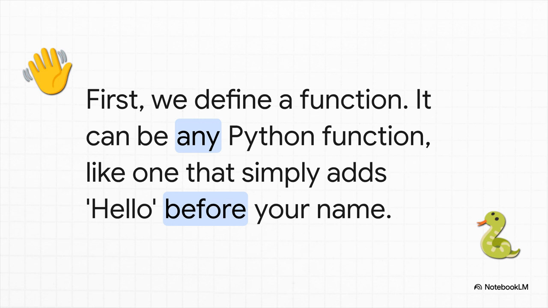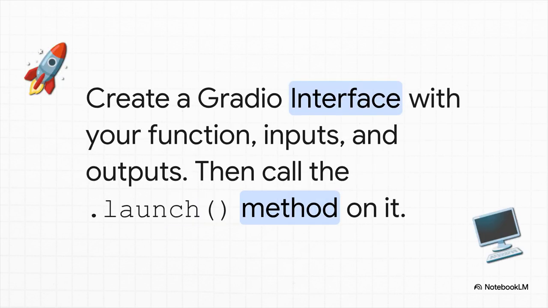Step 1, the function. We're going to start super simple with a classic hello world type of thing. This function is called greet. It takes a name and it just returns a string, hello, plus whatever name you give it. But the key thing to remember, and this is really important, is that this could be any Python function. Seriously, anything.